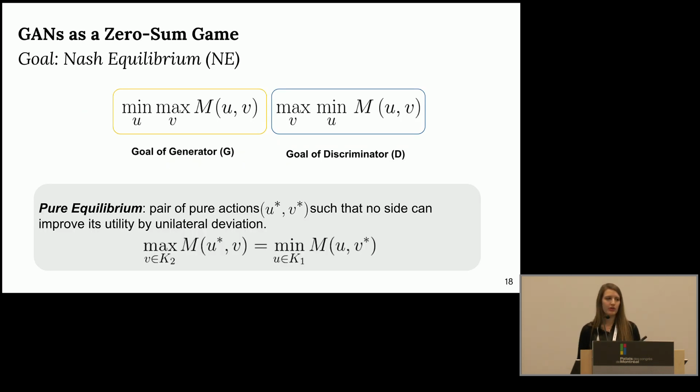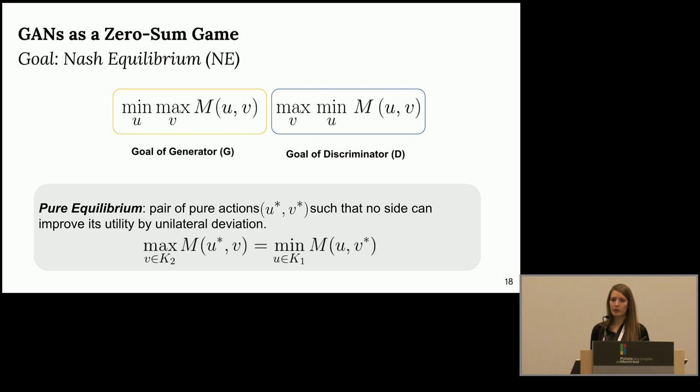Before we dive deeper into optimization and evaluation, I will first formally establish GANs as a zero-sum game, through a game theoretic framework, and establish what the goal of the game is. GANs are a zero-sum two-player game. A zero-sum game is defined by two players, here the generator and the discriminator. The value function of the game, M, sets the utilities of the players. Concretely, upon choosing a strategy U, V from the two players, the utility of the generator is minus M of U, V, and the utility of the discriminator is M of U, V.